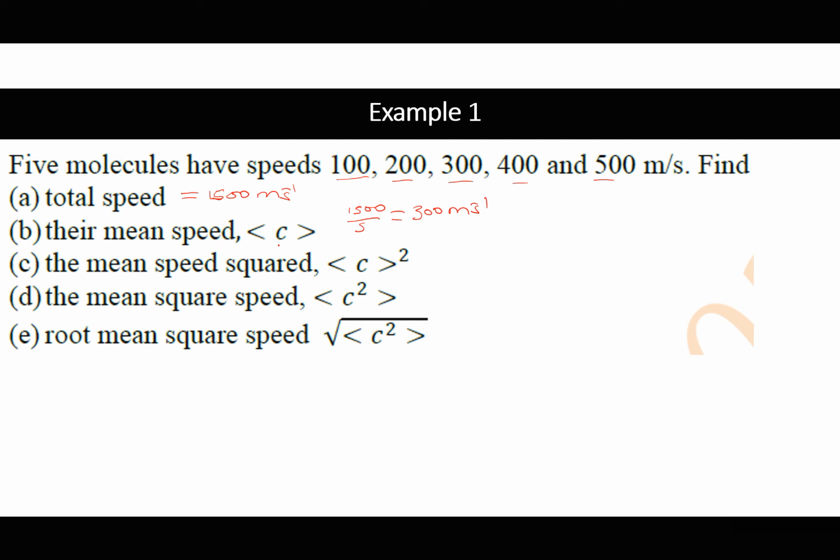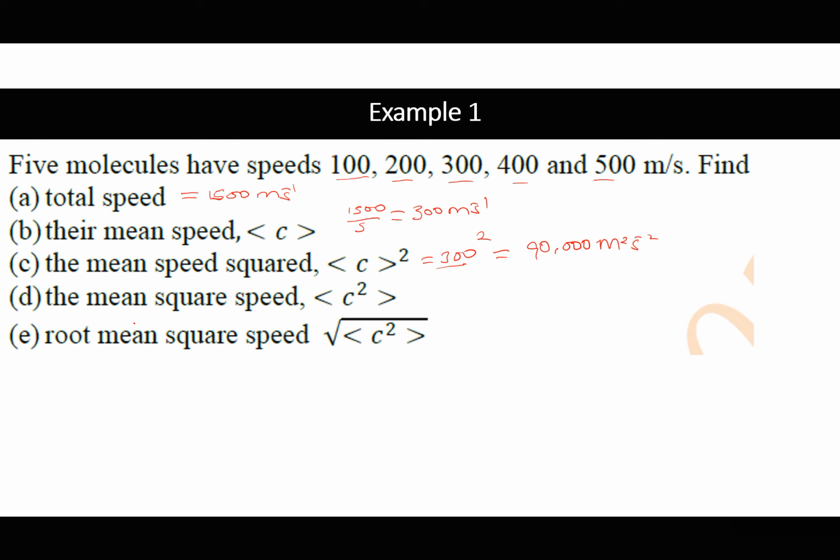Then number three, the mean speed squared. That means we take the mean that we have already obtained, which is 300, and square it. And when we square this, we get 90,000. I think this doesn't need a calculator. This will now be meters squared per second squared.